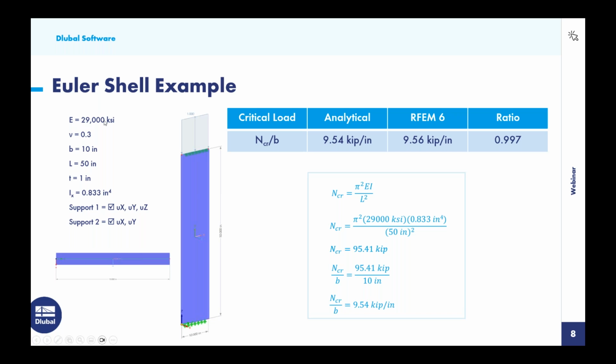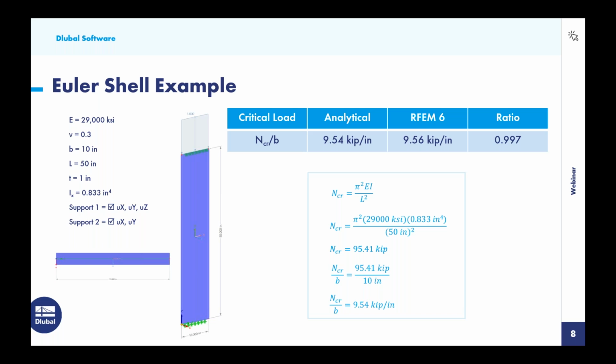We also see the material properties over here, 29,000 KSI for the modulus of elasticity. The thickness is 1 inch. And again, a very similar situation where we have pin supports at the bottom, and at the top we have a roller support that's free to deflect in the vertical direction only.